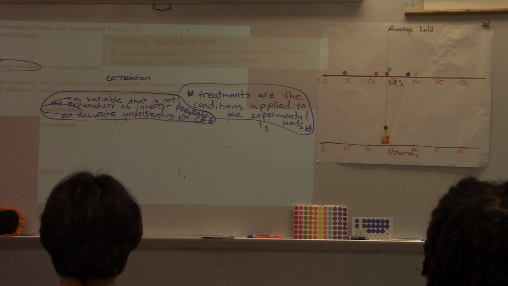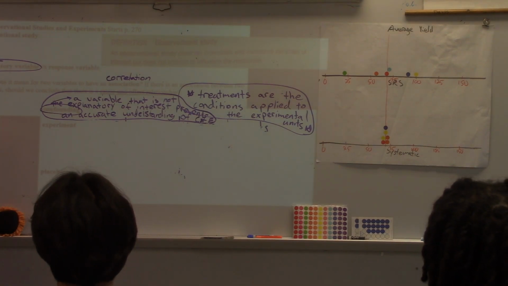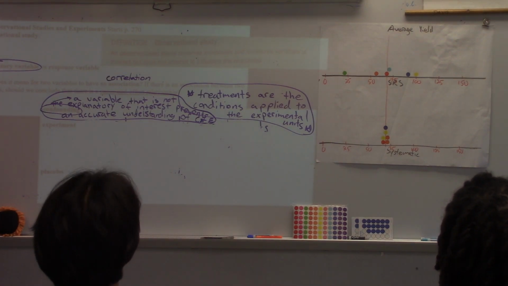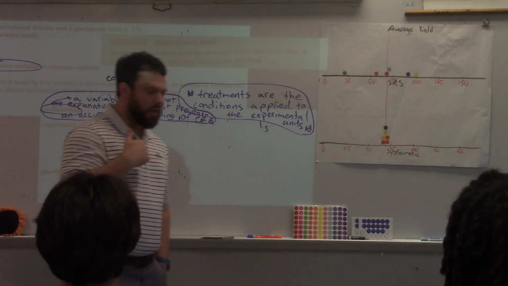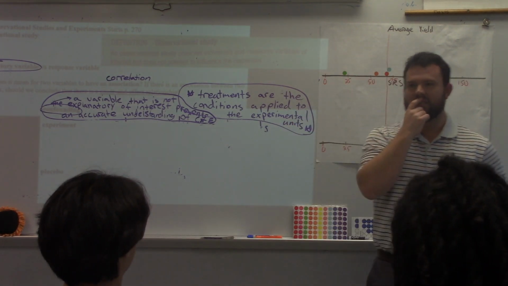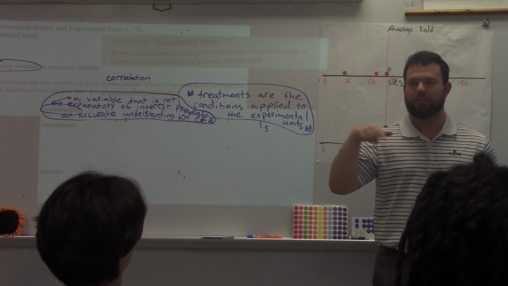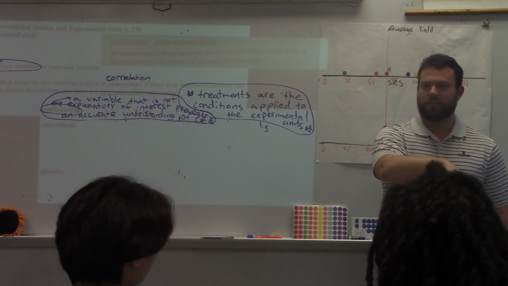What is confounding like for observational studies? Unaccounted for variables? Yeah, but we don't have unaccounted for variables. What was the goal in observational studies again? To reduce interference? No, what was the goal of an observational study? To make an observation, to make an inference about what? The whole population. But what can prevent us from making an accurate inference about the whole population? Bias.